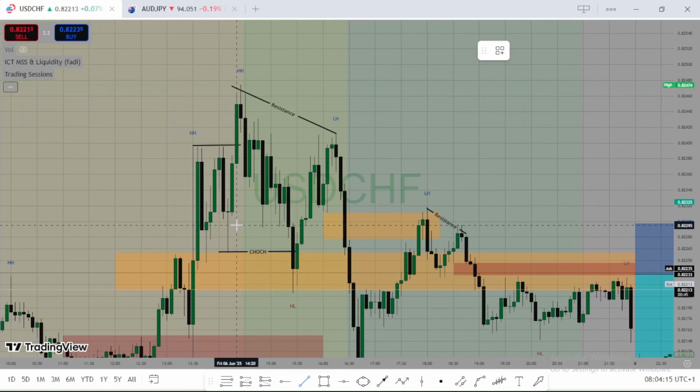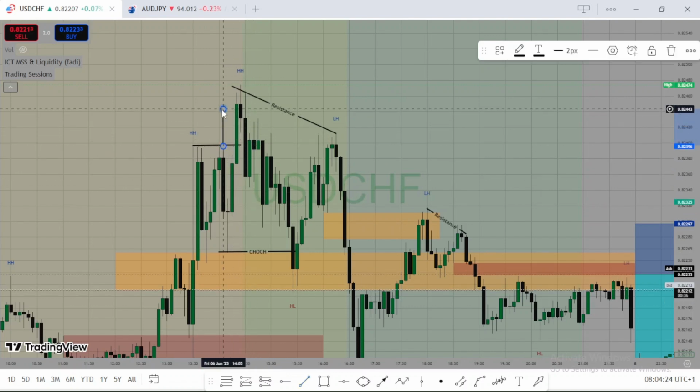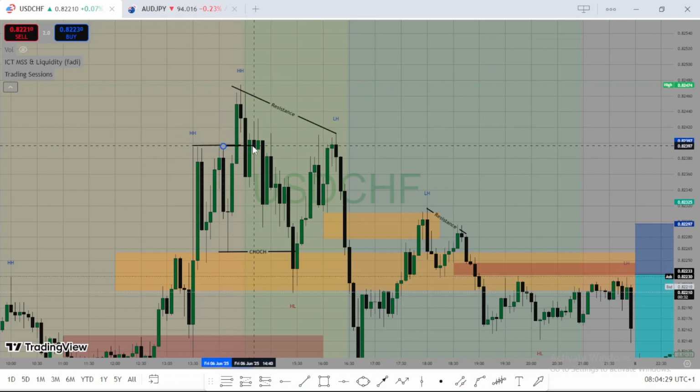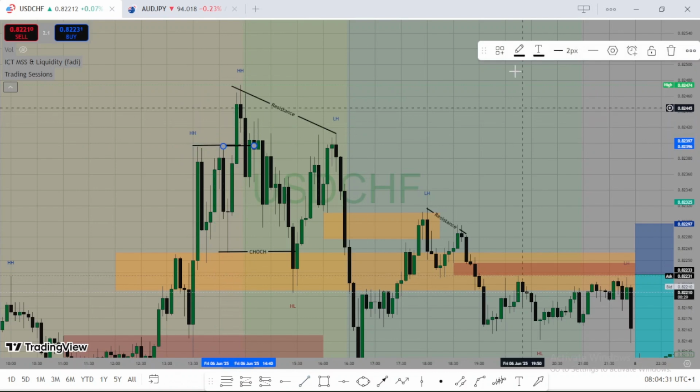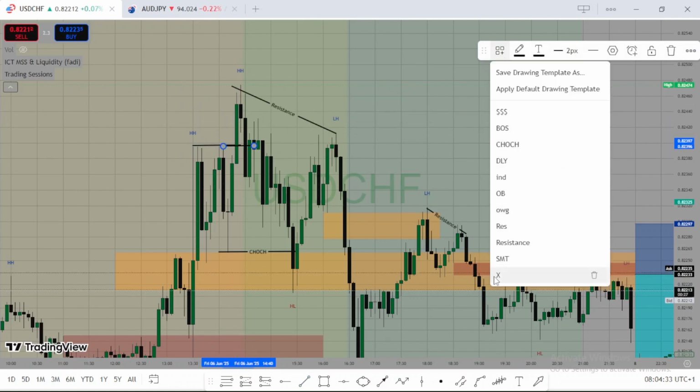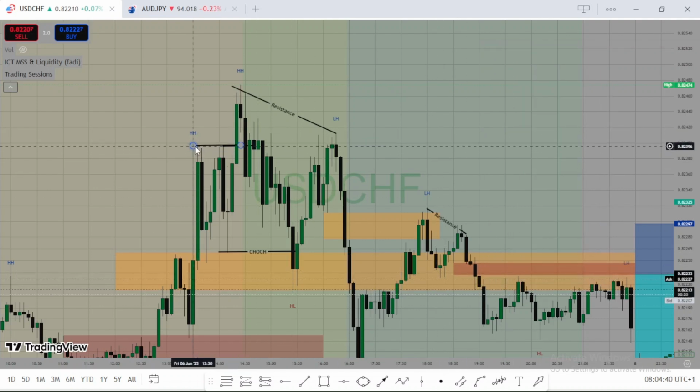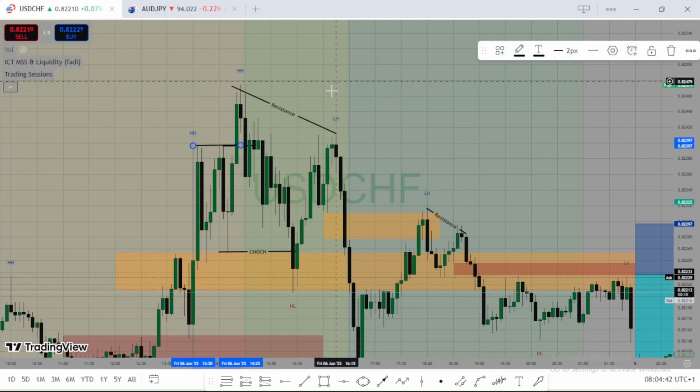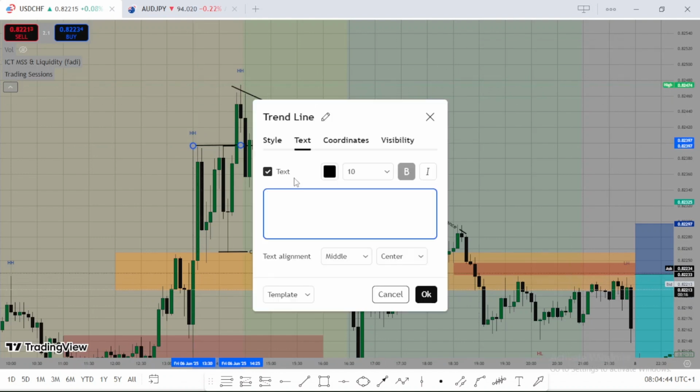Now, a turtle soup setup works very well whenever a high that was responsible for the impulsive move that raided the stops over here gets displaced by a candle. So this was the high. It's kind of overlapping with this high though, but I want you to see that clearly. But this was the high, and let me mark this with an X. So think of this as turtle soup.